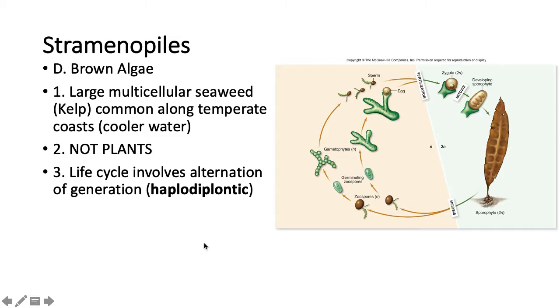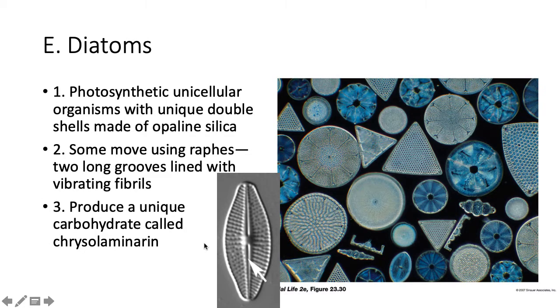So that's brown algae. Moving on to diatoms, photosynthetic unicellular organisms. One thing that's very unique about them is they have this double shell, almost like a glass case that opens up, made of silica. They can also move along these things called raphes, these 2 long grooves lined with vibrating fibrils, as you can see out here. And then another thing unique about diatoms is that they produce a unique carbohydrate called chrysolaminarin.